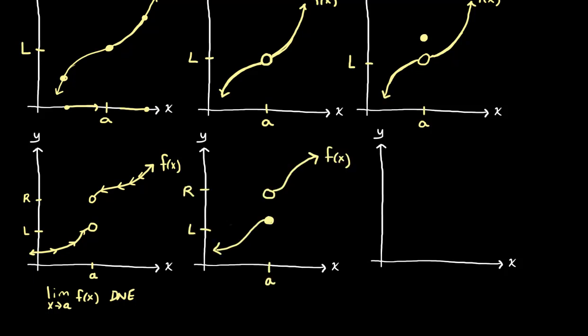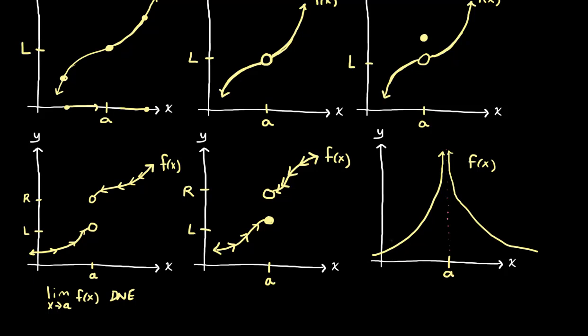limiting value. In this fifth illustration, the same concept, even though the function is defined at a, in other words, f of a is equal to L, that's fine, but the limit as we approach from the left is equal to L, and the limit as x approaches a from the right is equal to R. Those two limiting values are different, so the limit as x approaches a of the function f of x does not exist.